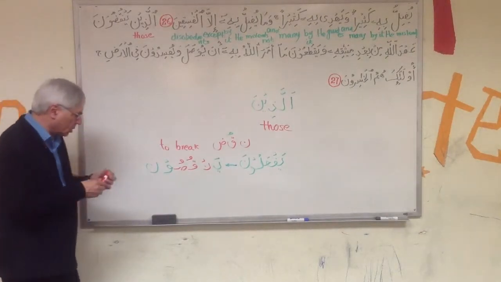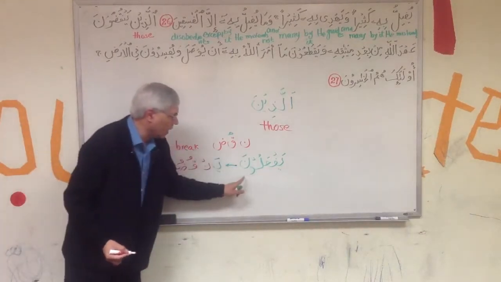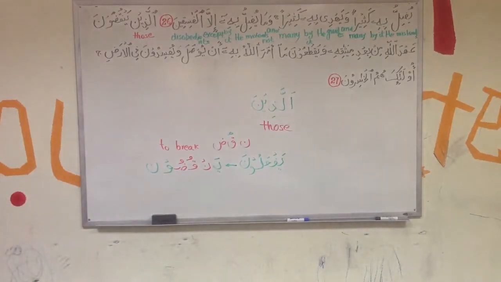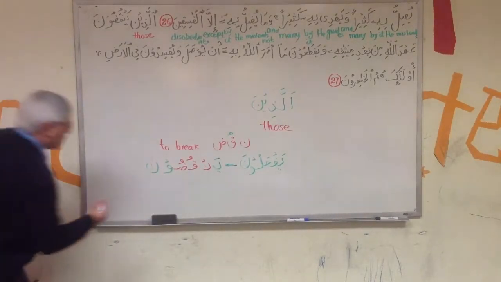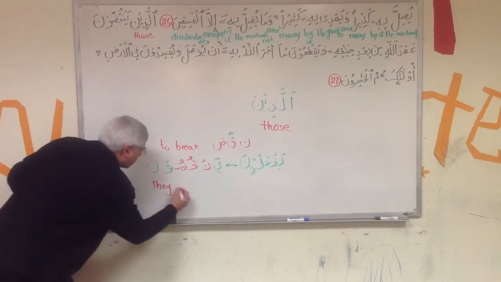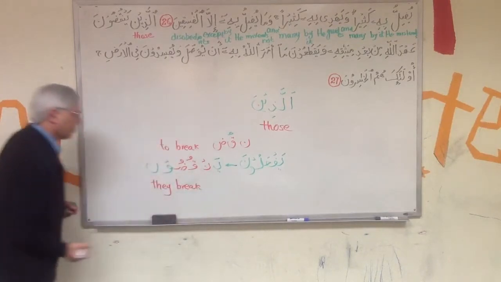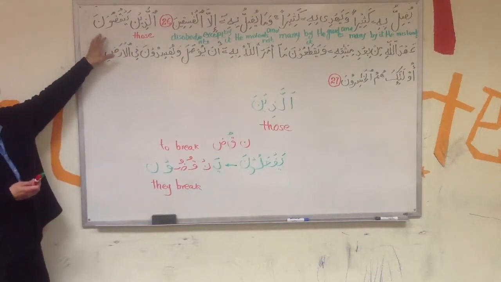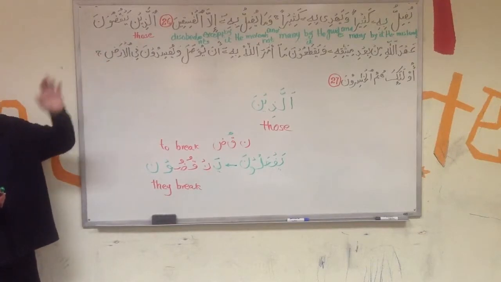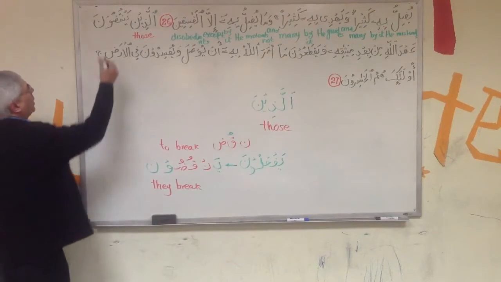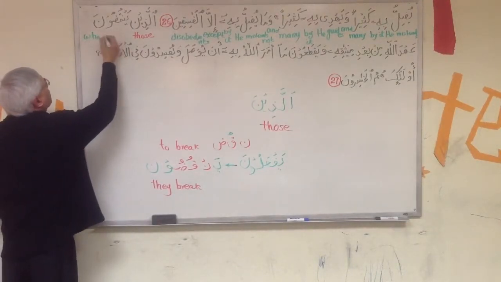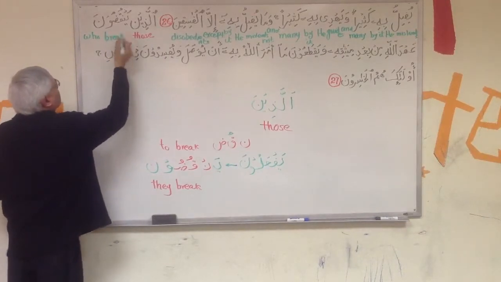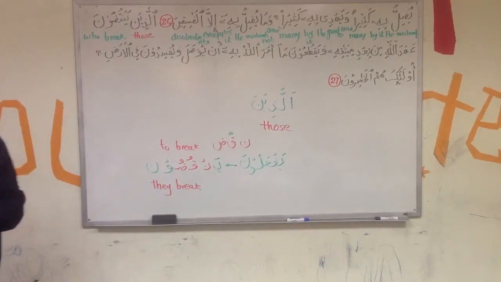So yanquduna means present tense and third person and plural. So the meaning will be they break. Alladhina yanquduna, those people, they break, or you can say those people who break. To make proper English, Alladhina yanquduna, those who break. Even though it is they break, to make proper English, you can say those who break. Alladhina yanquduna, those who break. Okay.